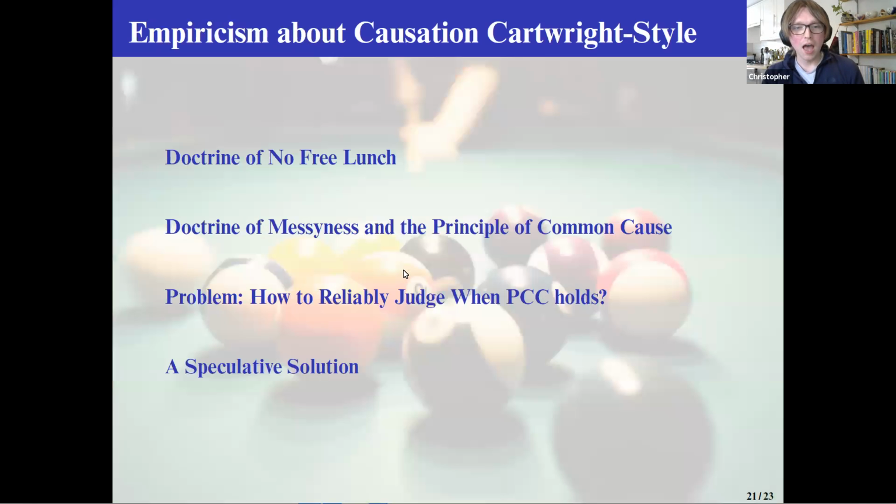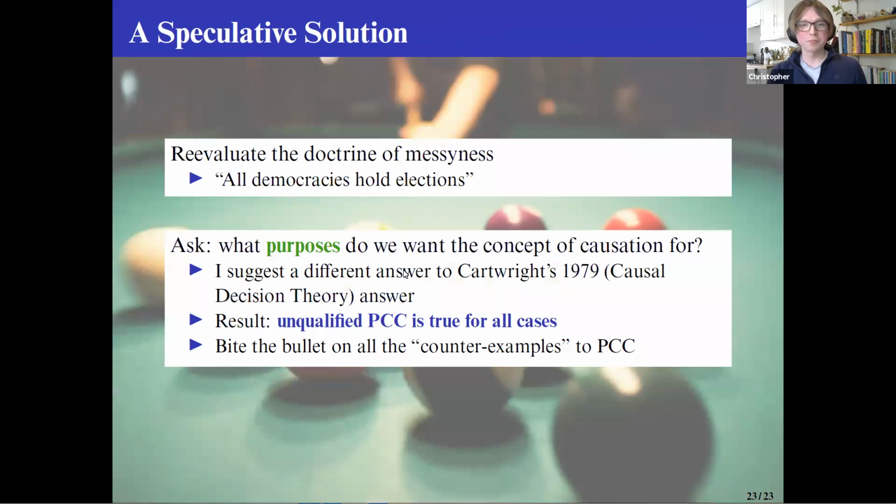And I now just want to indulge myself slightly by speculating on how one might resolve this tension. What I think one ought to do in light of all this is reevaluate the doctrine of messiness. To do that, consider the claim that all democracies hold elections. It seems to me that claim is true without exception. And the explanation for why that claim is true without exception is that there's a certain role we want our notion of democracy to play.